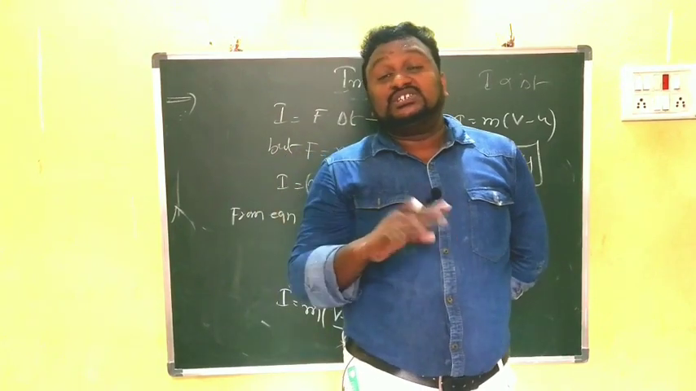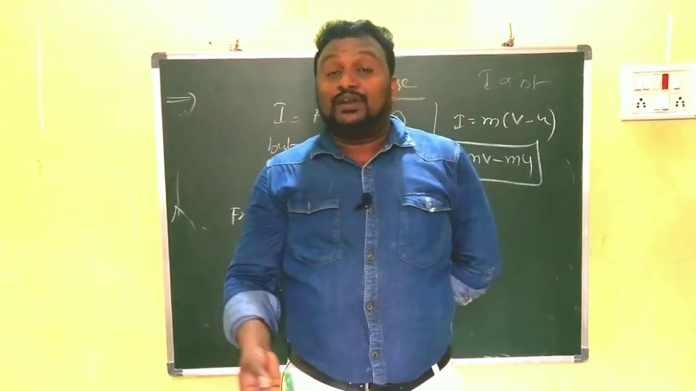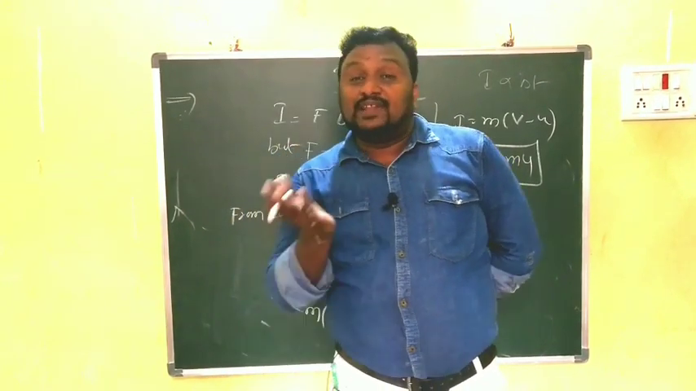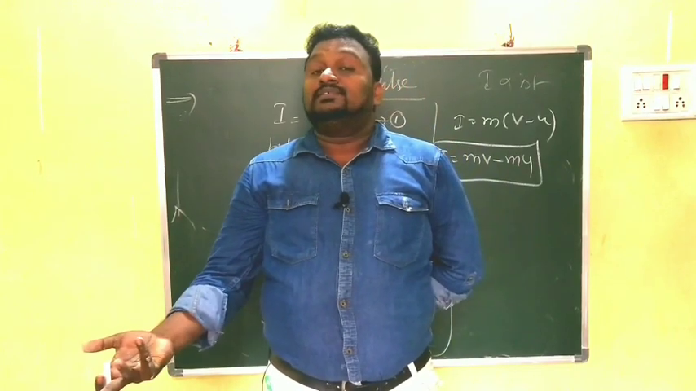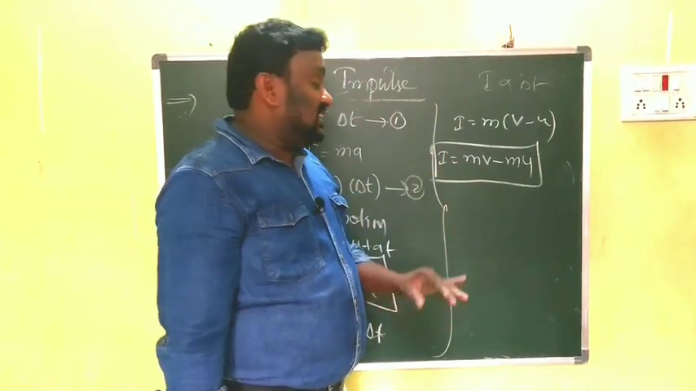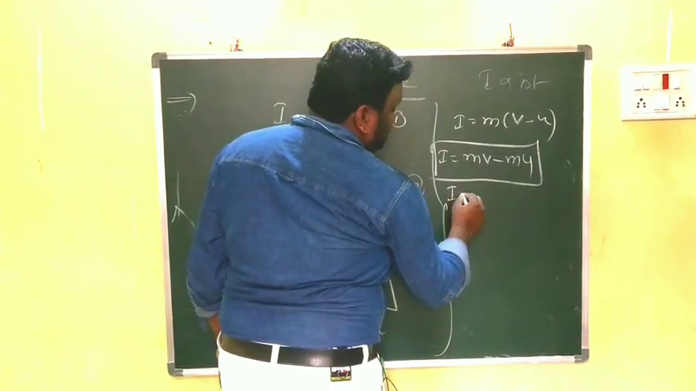That's why here, mass into velocity, what we call? Momentum. Mass into final velocity, what we call? Final momentum. Mass into initial velocity, what we call? Initial momentum. Momentum is nothing but mass into velocity. That's why I'm writing here mv means that is final momentum.